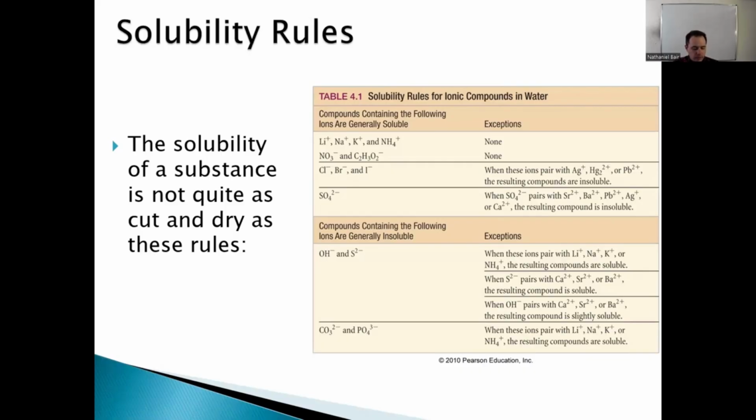I don't know if your Chem 101 professor made you memorize it or not, but nitrate and acetate salts are soluble, ammonium salts and alkali metal salts are soluble. Then we've got chloride, bromide, iodide salts are soluble, and then we run into some exceptions. If the chloride is paired with silver, lead 2, or mercury 1, that would be insoluble. Then sulfate salts are soluble unless the sulfate is paired with strontium, barium, lead, silver, or calcium.